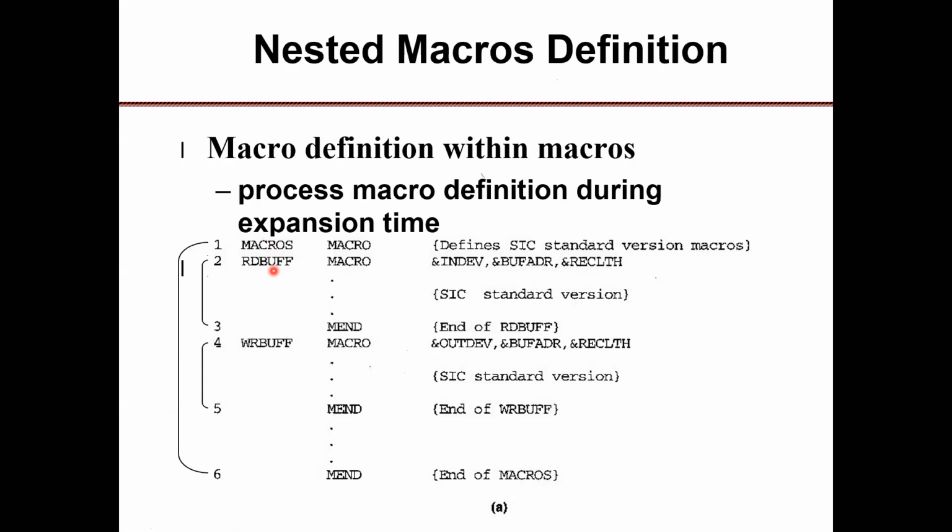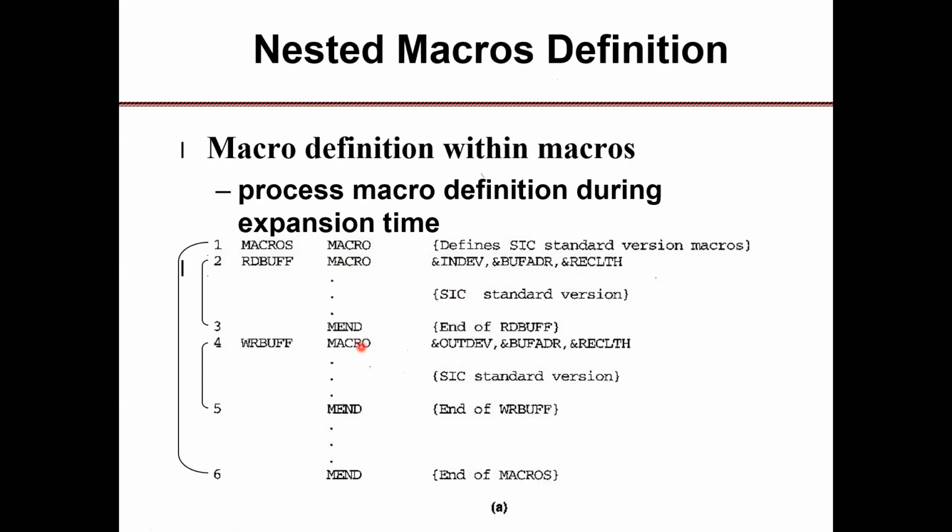So the first one will be the read buffer. Read buffer, we're defining a macro here, and we're going to have 3 arguments that we're going to pass to it. So there'll be position 1, position 2, position 3 like this, and then whatever code, and then we have the macro end for macro read buffer. We then want to do the write buffer. Kind of makes sense, right? Read a buffer from a device and then write the buffer to memory.